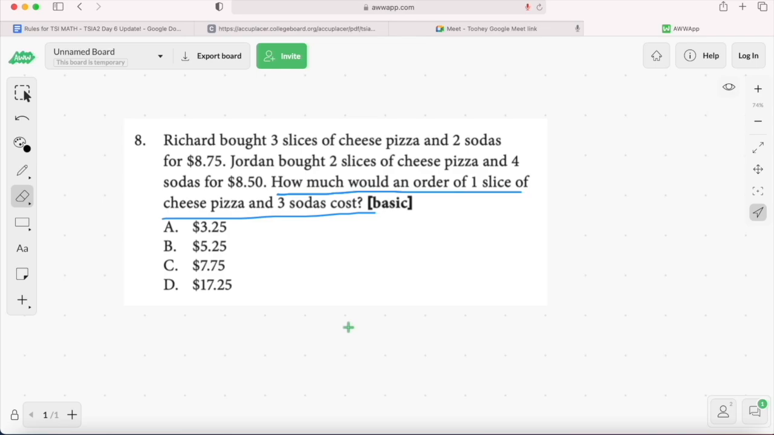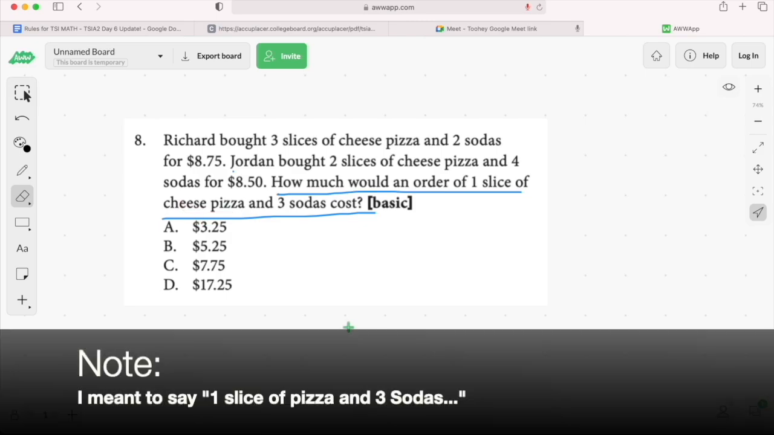Because, for one thing, 3 slices of cheese pizza and 2 sodas is $8.75. But one slice and 3 sodas is more expensive than that? That doesn't make sense. So you're saying to get rid of D, right? Yeah, you're getting less, basically. You are getting less than Jordan bought. Notice Jordan bought 2 slices of cheese pizza and 4 sodas. And in this situation, you're ordering 1 slice of pizza and 3 sodas. That's going to cost you less than $8.50. Now, how much less, we don't know, but you know it's going to cost you less than $8.50.